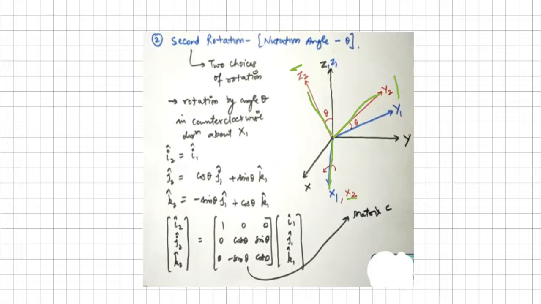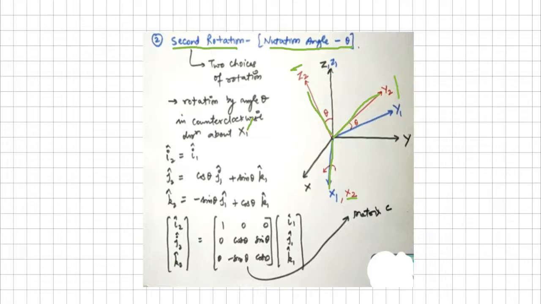So now the y1 z1 plane has transformed to the y2 z2 plane. So in that space, we got x2, y2, z2, this kind of space. Now this is called the second rotation, or the nutation angle theta: rotation by an angle theta in the counterclockwise direction about the x1 axis.